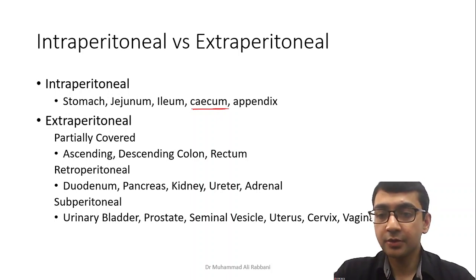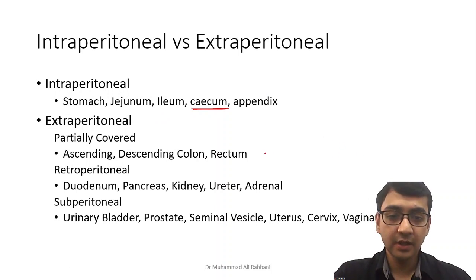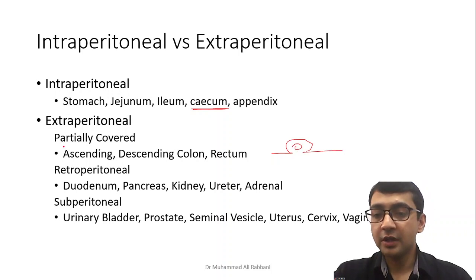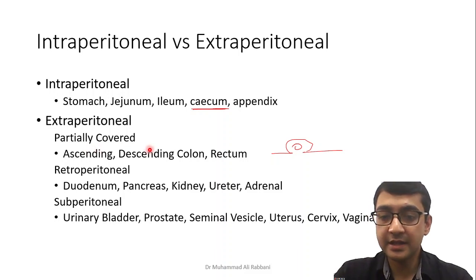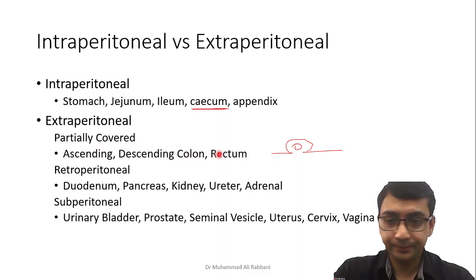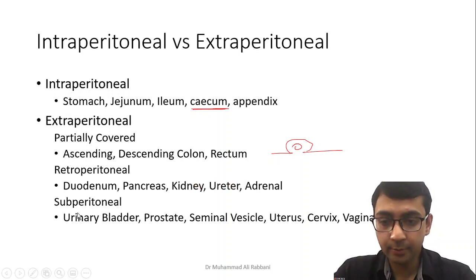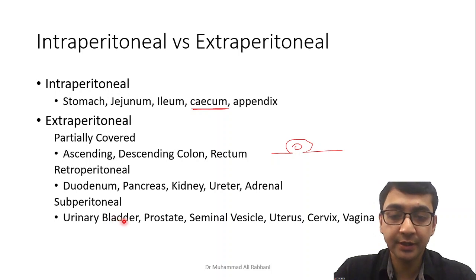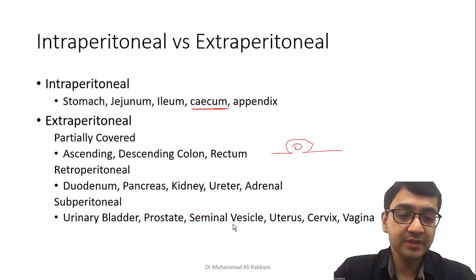And there are extraperitoneal organs. We further divide them into three subdivisions: partially covered. Partially covered are the ones that are basically covered on three sides, but not completely within the organ. So they are basically the ascending and descending colon, and the rectum. Then there are retroperitoneal organs. They are in the posterior wall: duodenum, pancreas, kidneys, ureter and adrenal gland. Then there are subperitoneal organs. They are below the lower margin of the peritoneum: urinary bladder, prostate, seminal vesicle, uterus, cervix, and vagina.